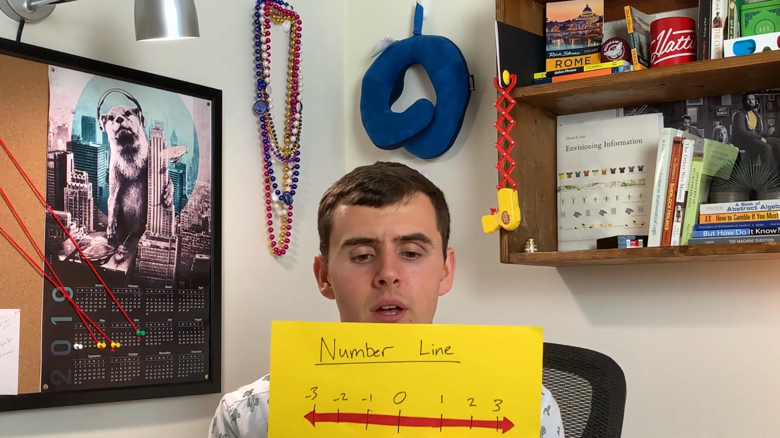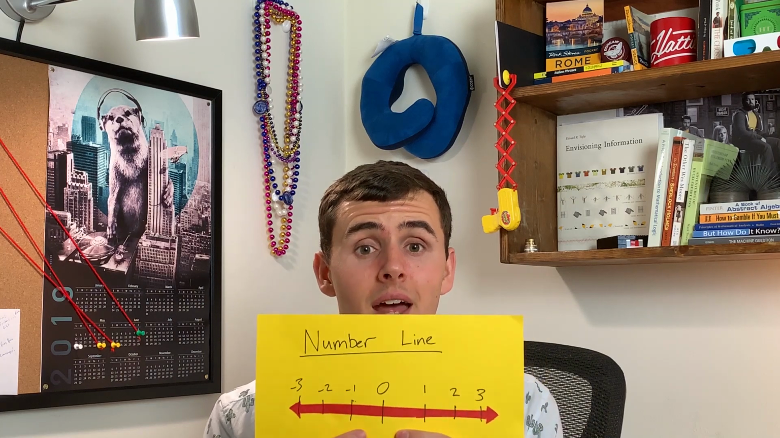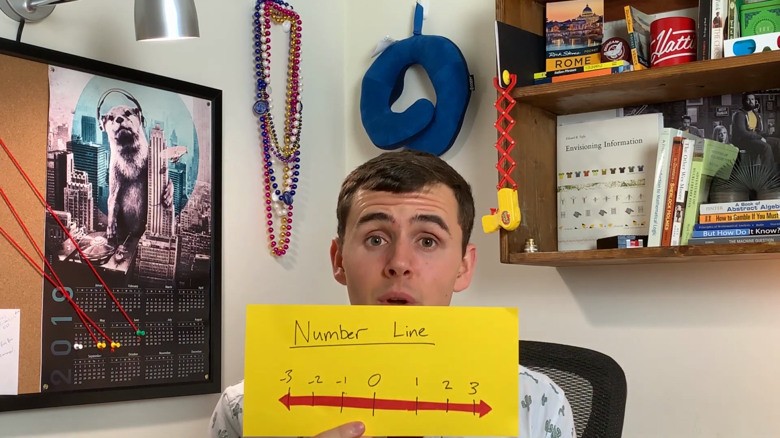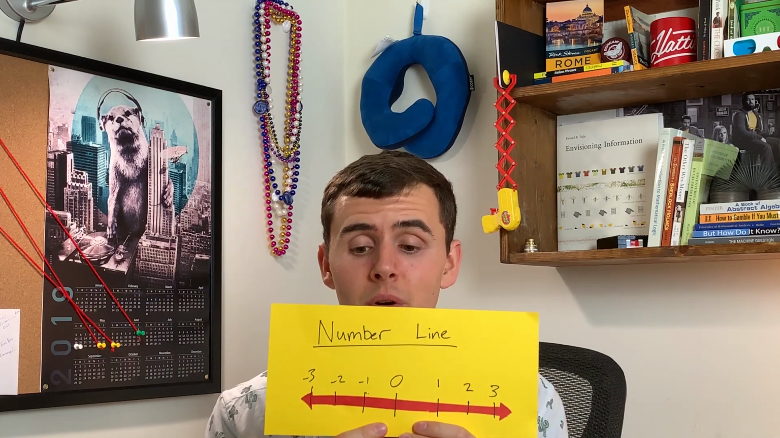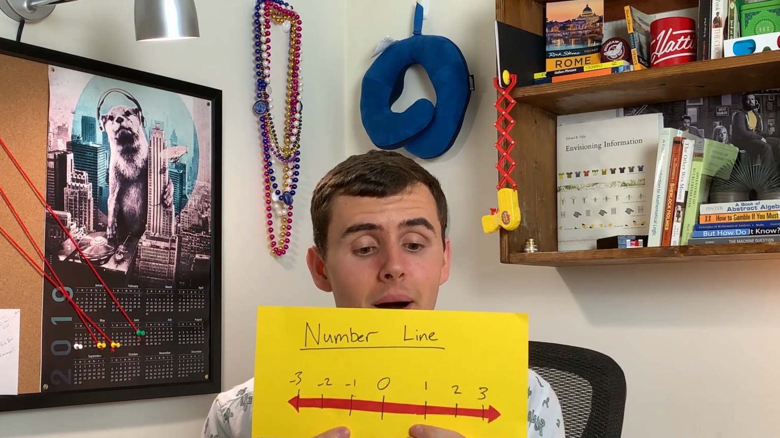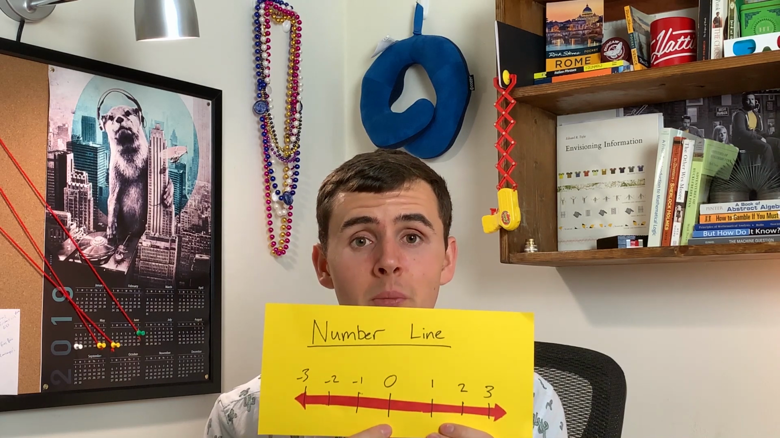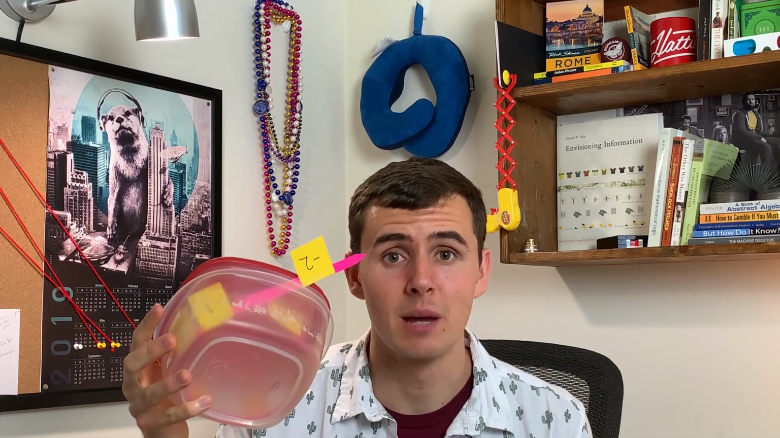Traditionally, the number line looks like this, where we have smaller numbers on the left and larger numbers on the right. That's how we order the numbers in the number line. Now notice that we consider negative numbers to be smaller than positive numbers, and we have 0 in the middle. Now let me put this back in the fridge and let's do some examples.